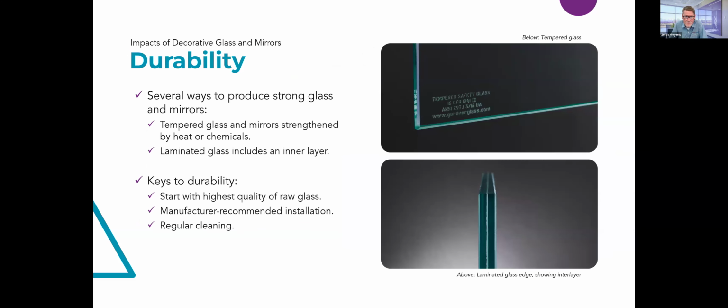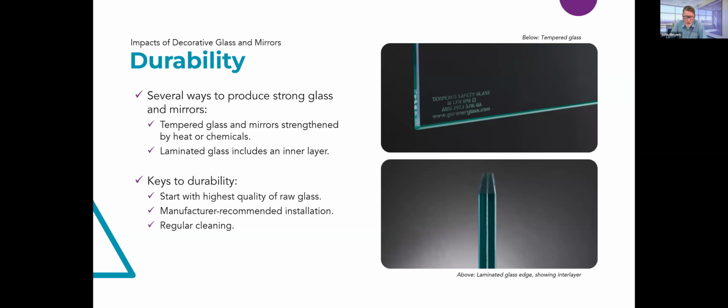A common myth is that glass is fragile, breaks easily, and is not long lasting. It is fragile, but it's not so fragile that you can't get near it or touch it. Many ways do exist to produce extraordinarily strong glass. Tempered glass and mirrors strengthened by heat or chemicals are up to 4 times stronger than annealed regular glass. And when I say annealed, that means not tempered.